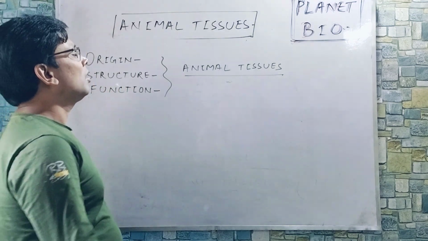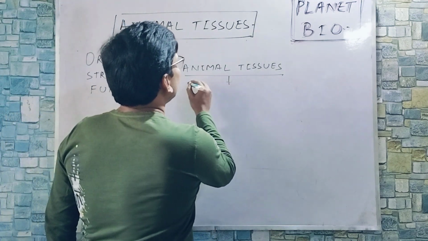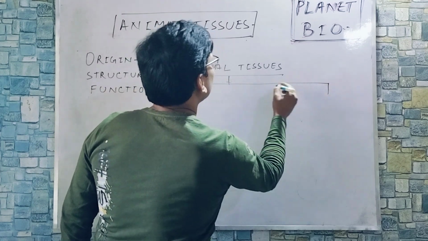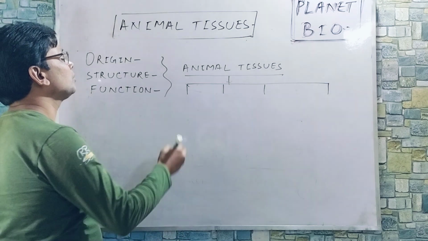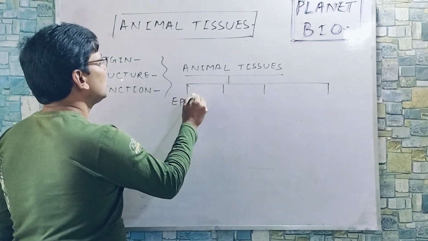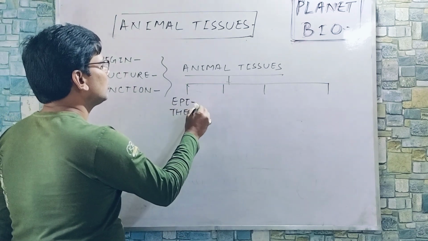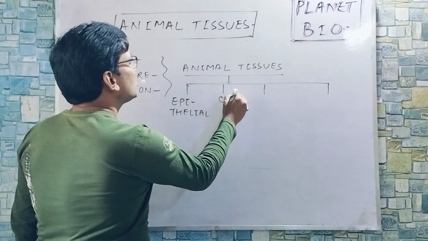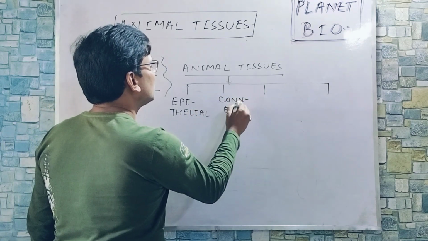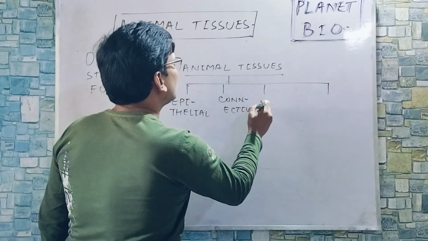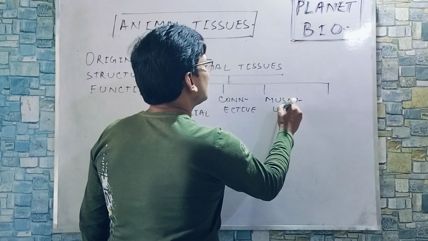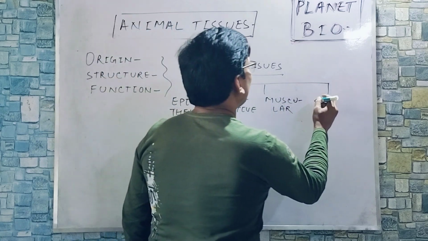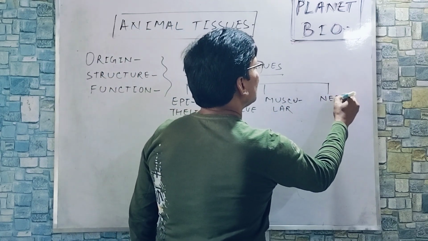Animal tissues are basically grouped into four categories. First one, epithelial. Second one, connective. Third one, muscular. Fourth one, nervous or neural.